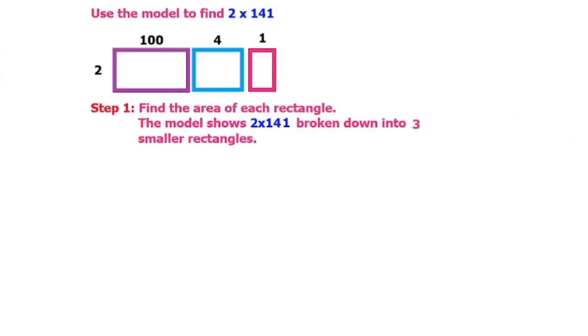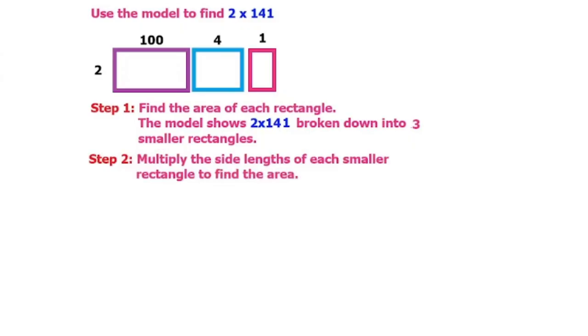So let's go through each step. So step 1 is find the area of each rectangle. And the model shows 2 by 141 broken down into 3 smaller rectangles. So the next step is to multiply the side lengths of each smaller rectangle to find the area. So you would just find the area of this, and then the area of this, and then the area of this.